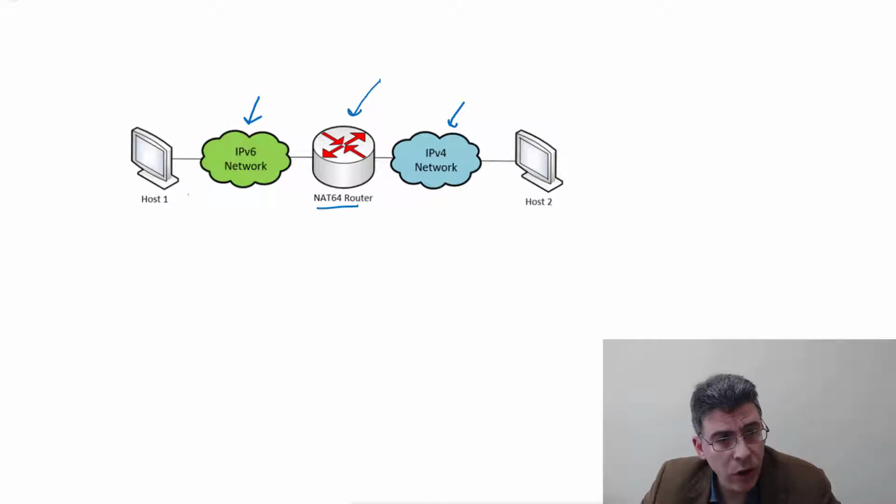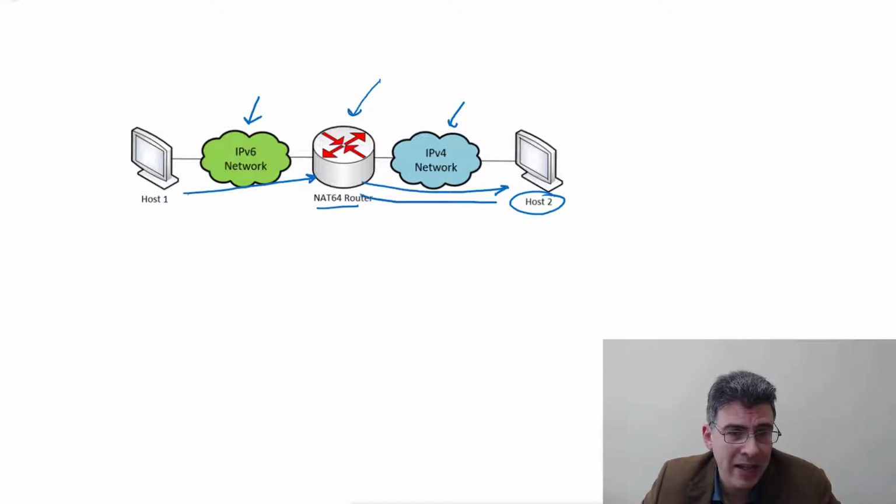So any packets going from host 1 will reach here with an IPv6 source and destination address, and then the NAT64 router will translate that to an IPv4 packet that uses IPv4 IP addresses, and it'll get to the host there. As far as host 2 is concerned, the host sending its information is an IPv4 host, and it understands and can communicate with it in that way. The same thing happens on the way back. The NAT router will translate from 4 to 6, and it'll go to host 1 as an IPv6 packet.